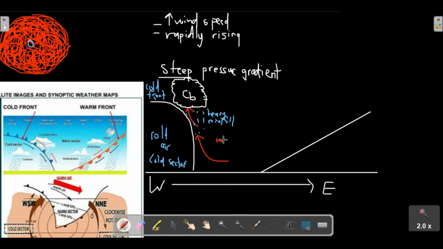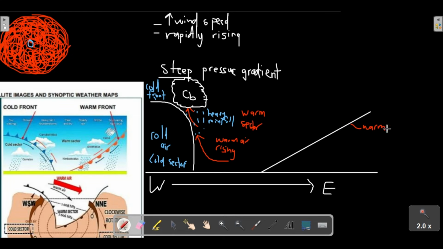So in here you have warm air, and it's rising up, guys. Warm air rising, annotate. This is the warm sector. There we go. And you have this relatively gentle slope, which represents the warm front. So this is the warm front.